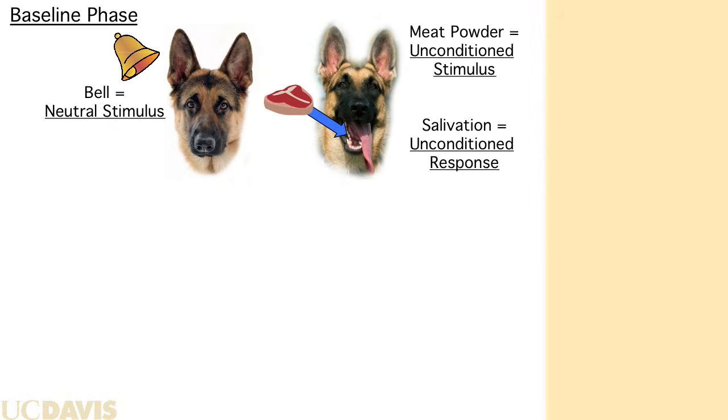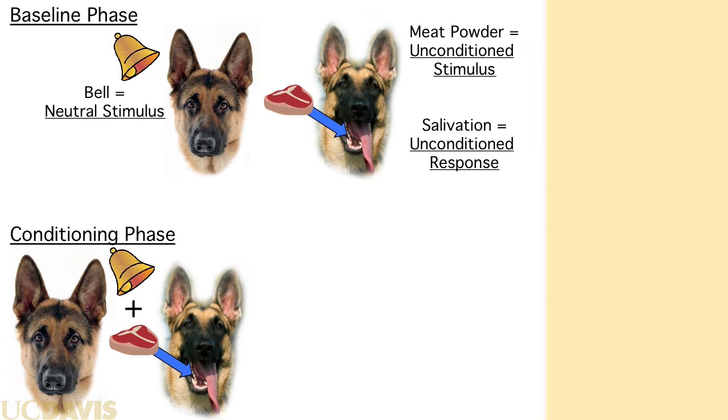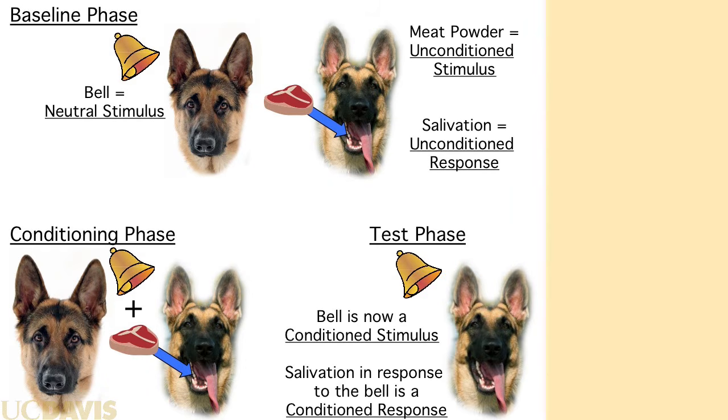A simple classical conditioning experiment typically begins with a baseline phase, which is used to show that a neutral stimulus like a bell doesn't automatically elicit a response, whereas an unconditioned stimulus like meat powder automatically elicits an unconditioned response like salivation. Then, in a conditioning phase, the neutral stimulus is paired with the unconditioned stimulus for several trials. Finally, in a test phase, we see that the formerly neutral stimulus now elicits a response. So, the bell is now a conditioned stimulus and it elicits a conditioned response of salivation.